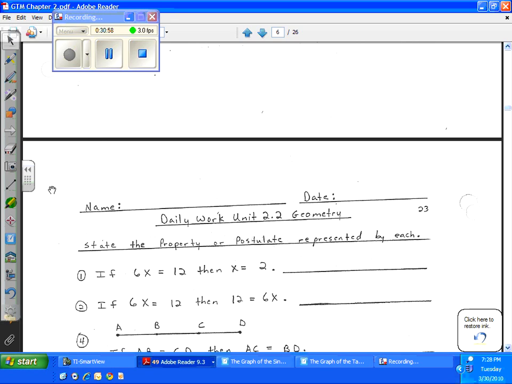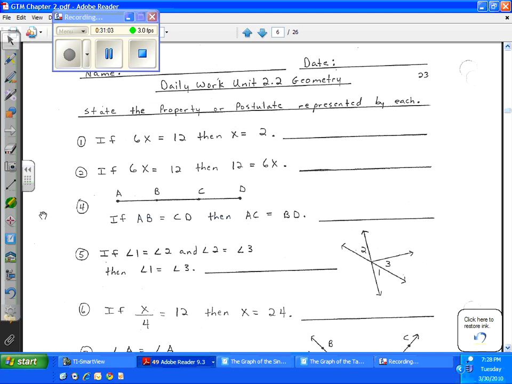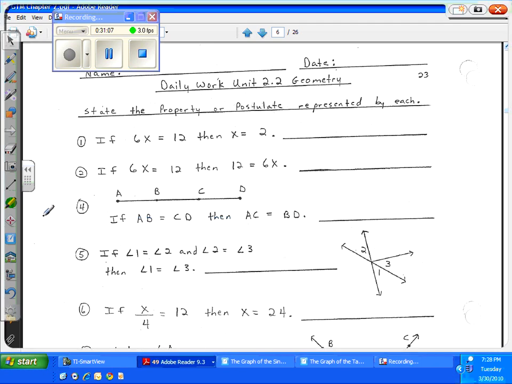All right, let's look at some examples here. It says state the property or postulate represented by each. Now remember that the if part is the given. So in other words, we're saying given that this is true, the then part is called the conclusion, right? What allows me to conclude that this is true?